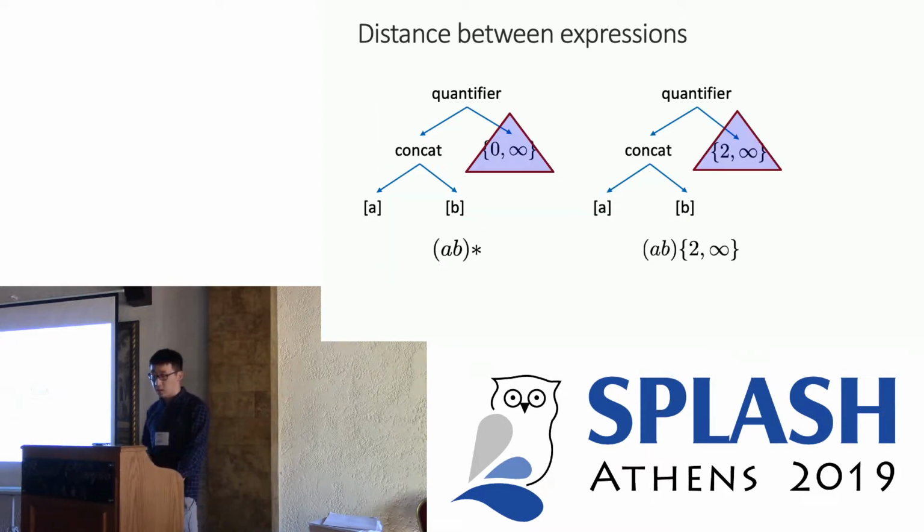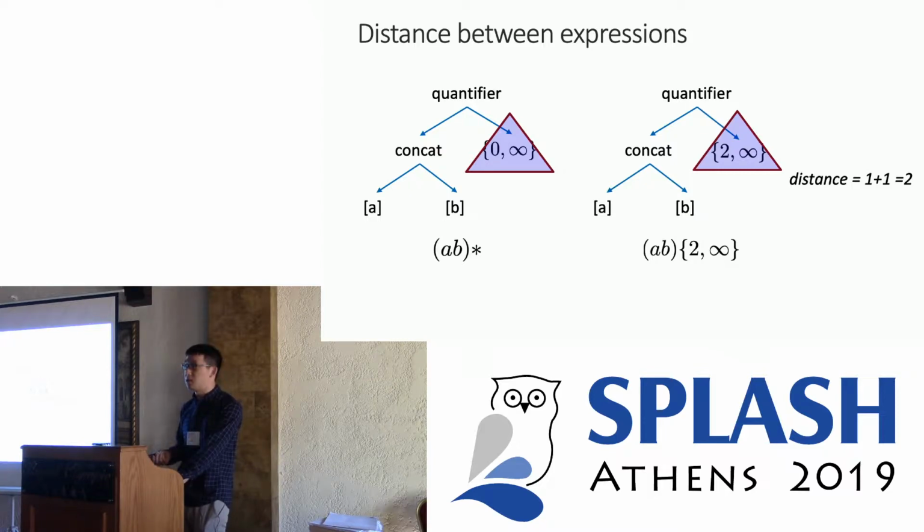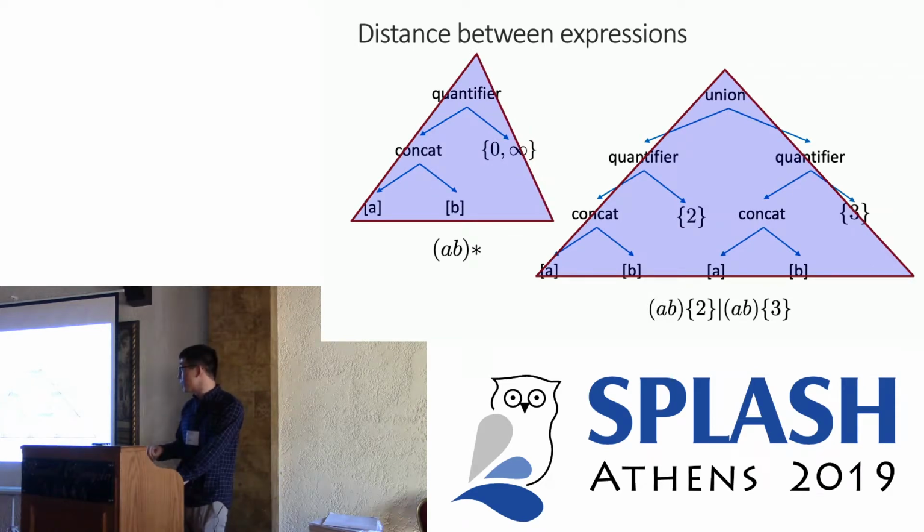Here is our notion of distance. It is defined as the summation of number of nodes in the replaced and the replacing subregex in the AST representation. In this example, only the quantifier node 0 to infinity, which is effectively a star, is changed. So the distance is 1 plus 1 equals 2. While in another case, the only way of editing AB star into the right-hand side is to exchange the whole tree. So the distance is 5 plus 11, which is 16.